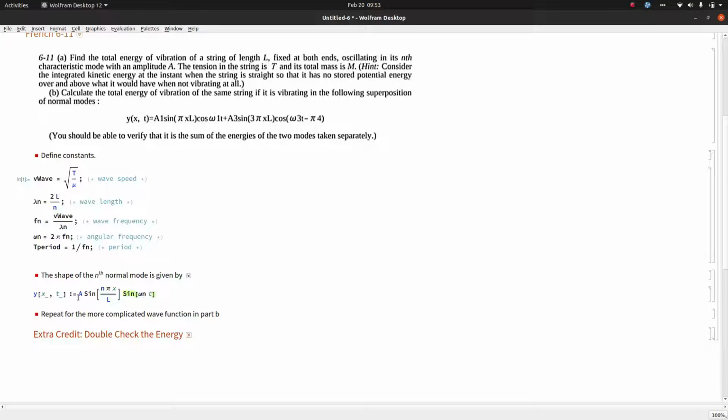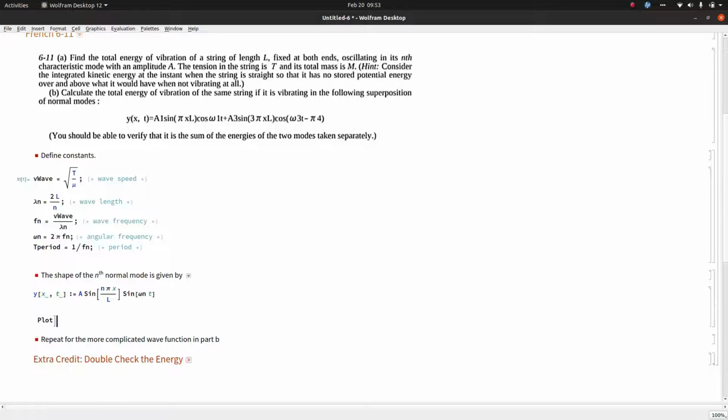Now you might see slightly different forms for this. I am choosing a sine rather than a cosine here because I want to use my hint. I'm going to use a time where it's all kinetic energy and no potential energy, which you can see here by plugging in t equals 0. It's no potential energy because t equals 0 will make this sine 0. The whole thing will be 0. So there's no stretch. There's no stored potential energy at t equals 0. So that'll make life a little bit easier.